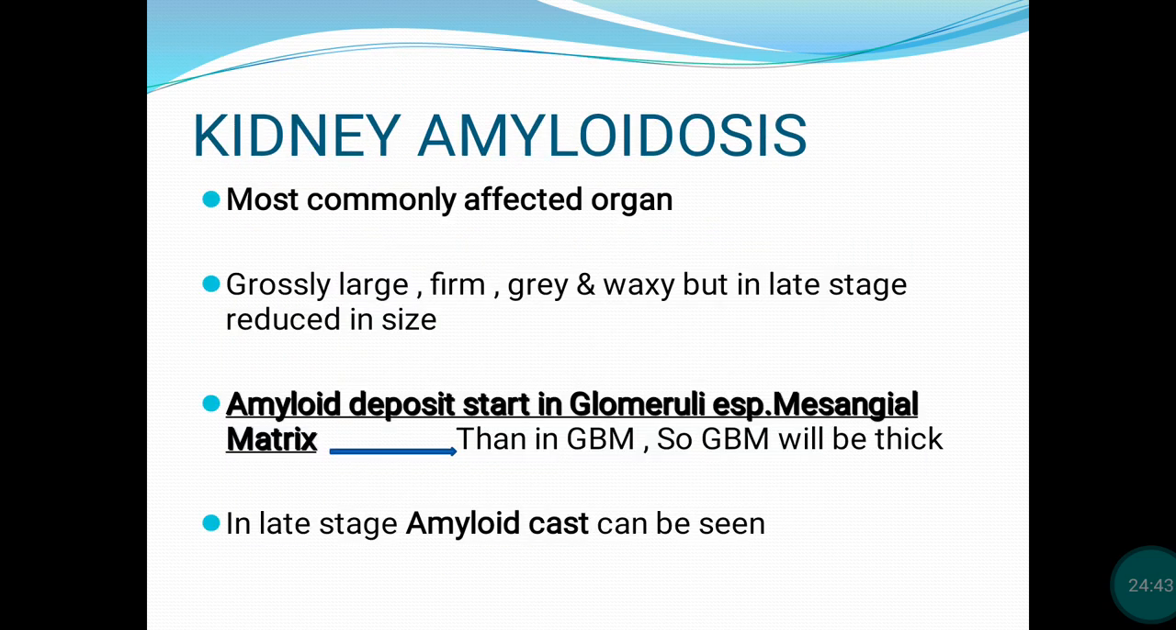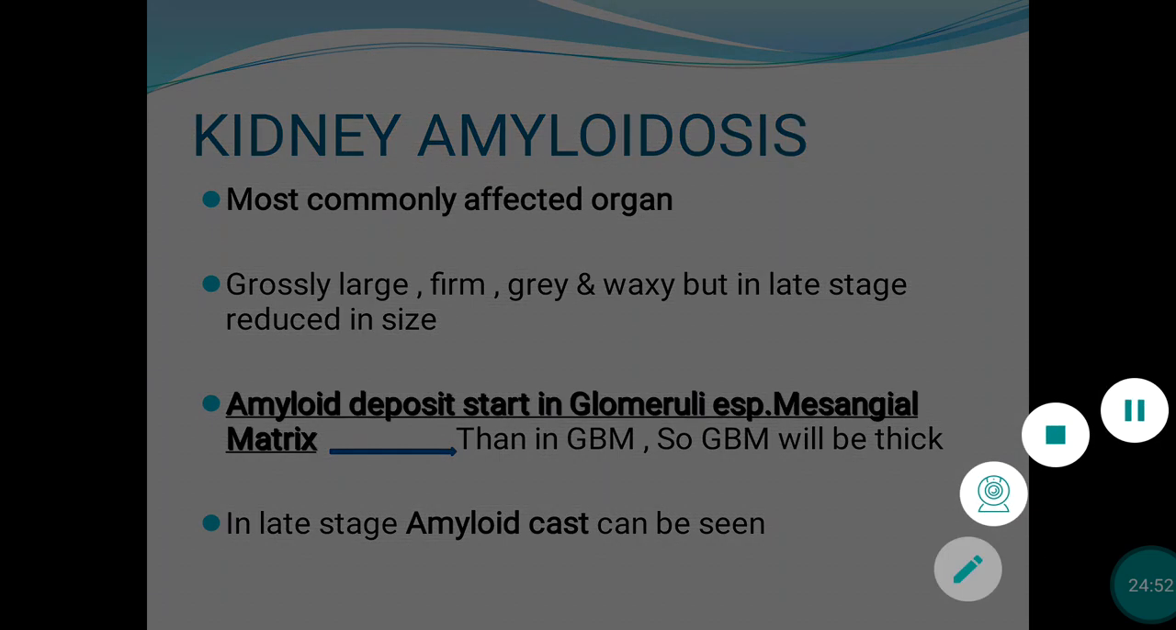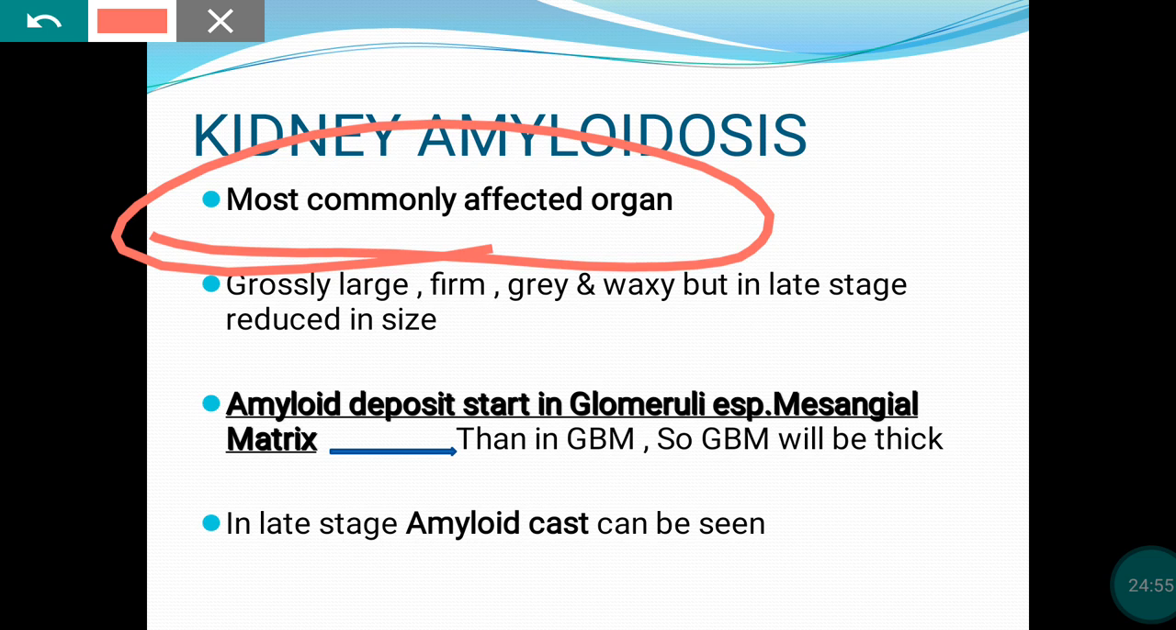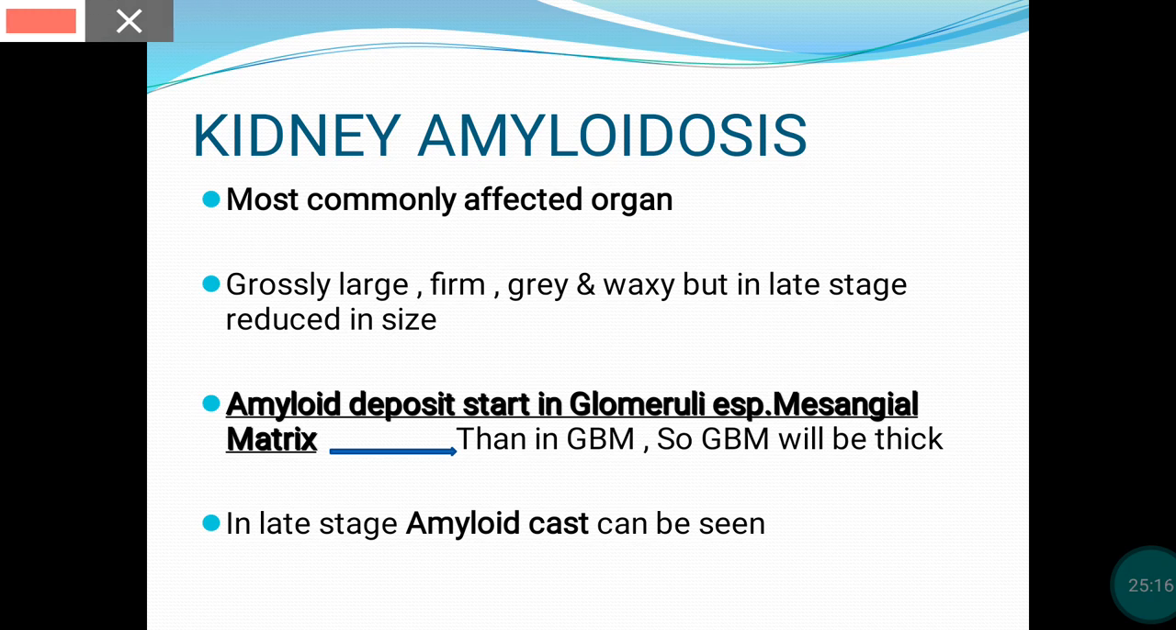Now kidney amyloidosis. We will see the amyloidosis according to particular organs. So the first organ we will discuss is the kidney. It is the most commonly affected organ. Remember, guys, it is the most commonly affected organ, and it is one of the most severely affected organs as well in amyloidosis. Grossly, you know that the organ is enlarged in size, firm, waxy in appearance, and gray colored. But you have to remember that in late stage, because of tissue damage, the size of the kidney can get reduced.